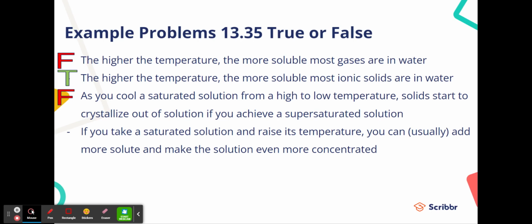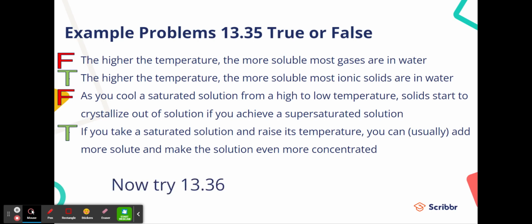Now the next question: if you take a saturated solution, raise its temperature, then you can add more solute and make the solution even more concentrated. This one is true because this is how you make supersaturated solutions, by heating up your already saturated solution, adding more solute, and then lowering it back down to the temperature it was originally, where it is supersaturated now. If you add a little crystalline structure to it, it notices the pattern and is able to turn the whole solution into crystals, reverting it back to just a normally saturated solution.